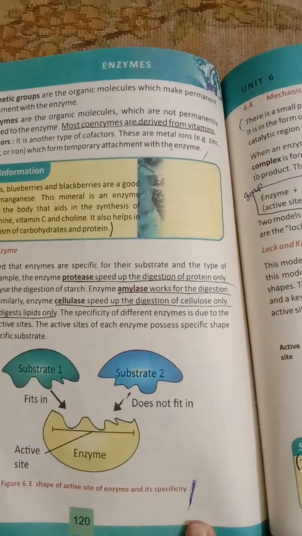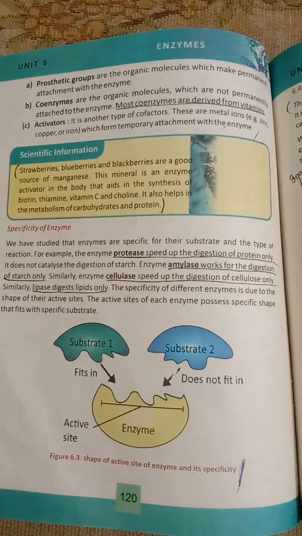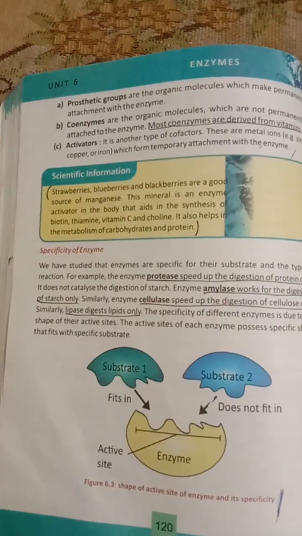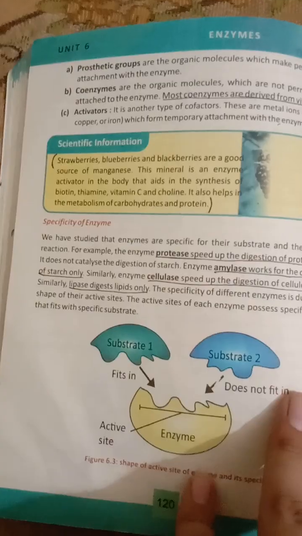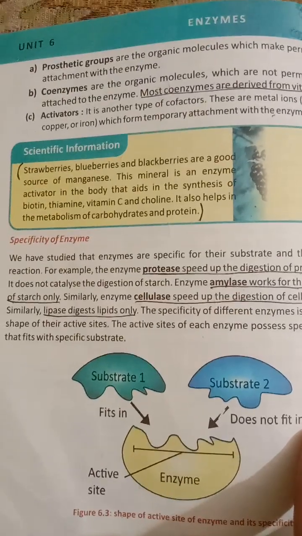Most coenzymes are derived from vitamins. This means most coenzymes which are attached with enzymes are made of vitamins. This is also an MCQ, so this is a main point. Most coenzymes are derived from vitamins.